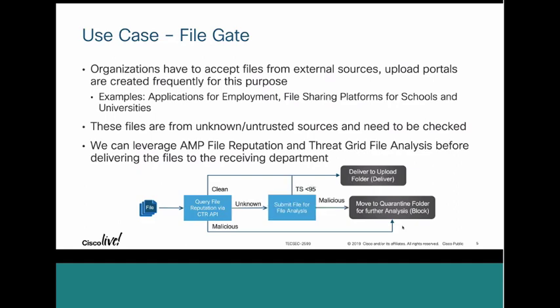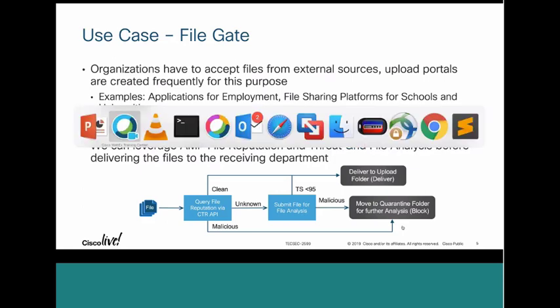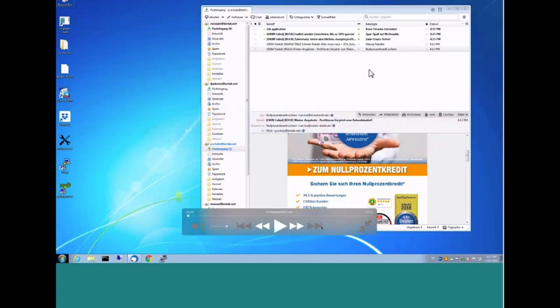If the file is unknown, we submit the file to ThreatGrid and of course wait for the results. According to the results, we act further on the file. Either we deliver the file to the destination folder or we move the file to the quarantine folder. So essentially a pretty simple thing, but I think it demonstrates how powerfully people may leverage APIs in our solutions to build their own security applications. So this is an example.